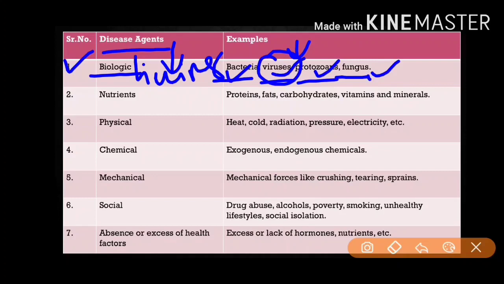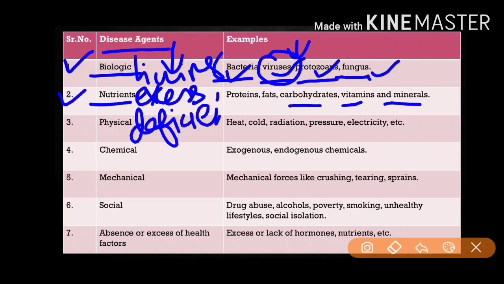Protozoans include unicellular organisms like amoeba and paramecium. Now the second is nutrients. Nutrients are proteins, fats, carbohydrates, vitamins and minerals. Any excess or deficiency of these can lead to disease. So if nutrients are in excess or deficient, this could cause a disease or illness.